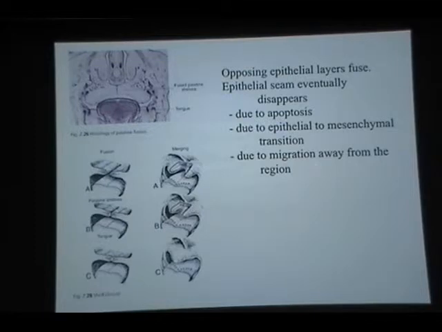This is just a slide showing this epithelial to mesenchymal transition, where the epithelia of the palate, here you can see they've fused. You still have a seam in the midline. Eventually that seam will disappear altogether. The cells that are forming that seam will migrate away as mesenchymal cells.